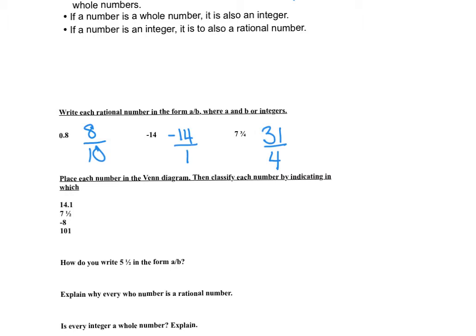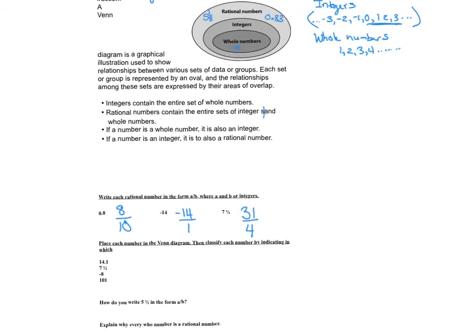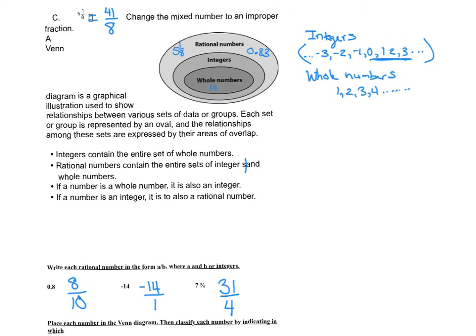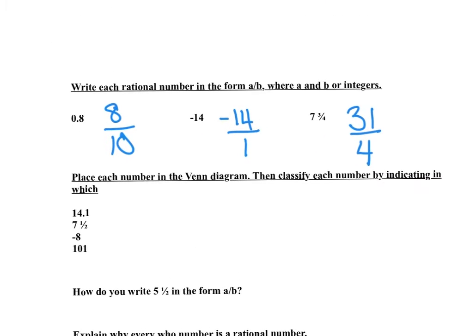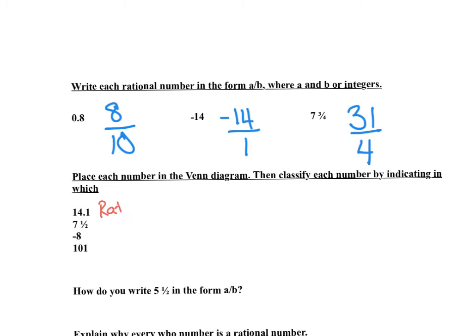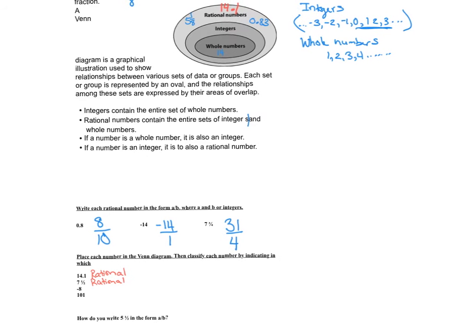Okay, we're going to place each of these numbers below in the Venn diagram and then classify it. So I have 14.1. I'm going to put that with my rational numbers, right? It can't be an integer and it can't be a whole number. So the only thing I can call it is rational. Where's 7.5 going to go? Rational also. So go into your Venn diagram.